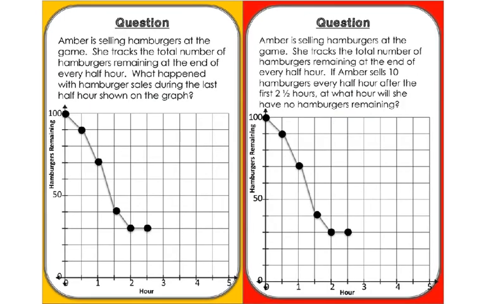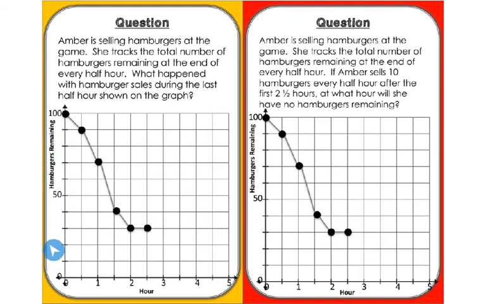Here we have the same situation again, same data points, just different questions. It says Amber is selling hamburgers at the game. She tracks the total number of hamburgers remaining at the end of every half hour. What happened with hamburger sales during the last half hour shown on the graph? So we'll look here, and our scale is going by half hours: half hour 1, 1.5, 2.